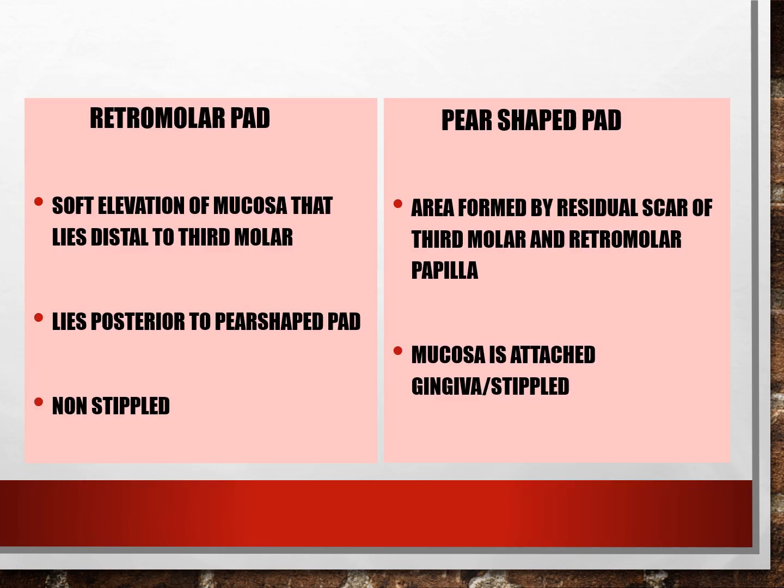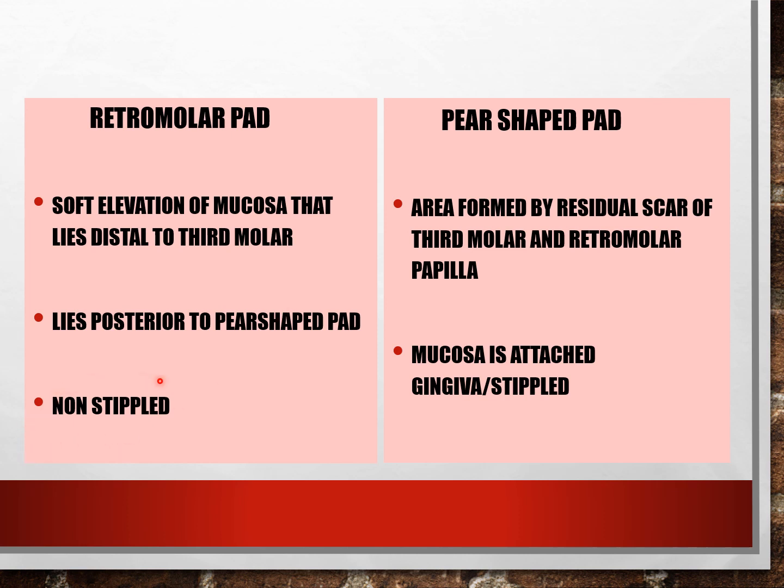Now let us understand, there is one more terminology called the pear-shaped pad. So let us understand what is the difference between these two. The retromolar pad is a soft elevation of mucosa that lies distal to the third molar, whereas the area formed by the residual scar of the third molar and retromolar papilla, that is, once you extract the third molar, there is a healing. Whatever area is formed by the residual scar including the retromolar papilla will form the pear-shaped pad. That means the pear-shaped pad is anterior and the retromolar pad lies posterior to the pear-shaped pad.